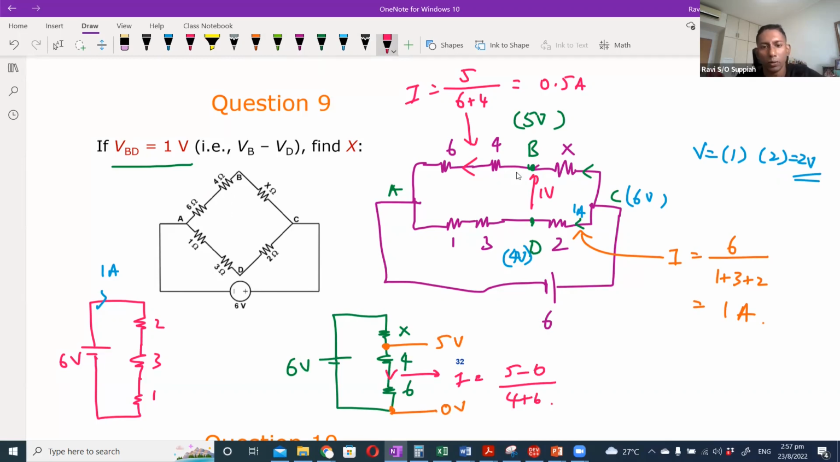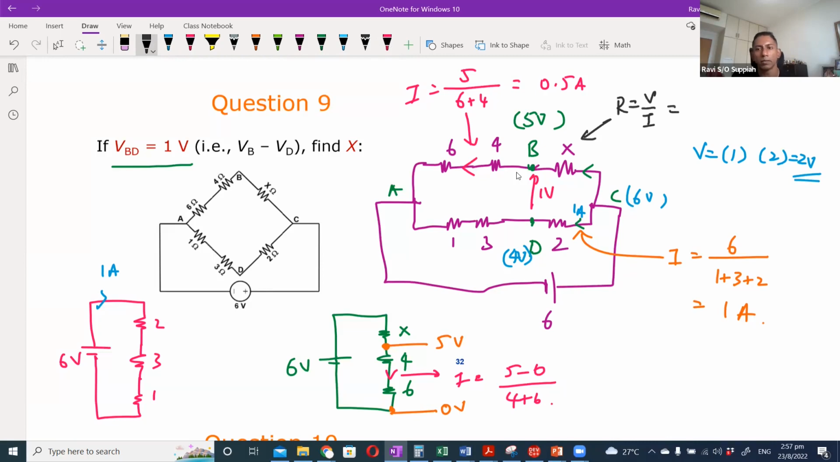The same thing if I were to try to draw it separately. So now I know that the current flowing through this branch is 5 over 10, which is 0.5 ampere. So now that I know the current flowing through this branch, I can finally calculate what is X. R is V by I, correct?